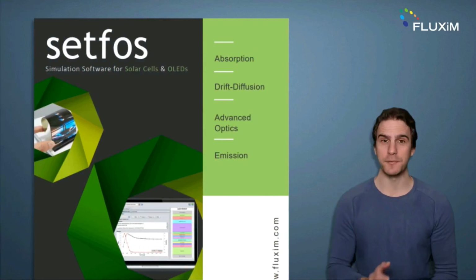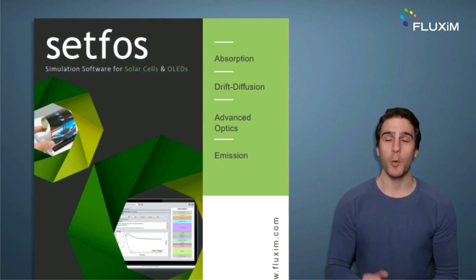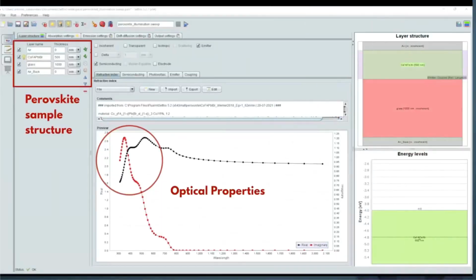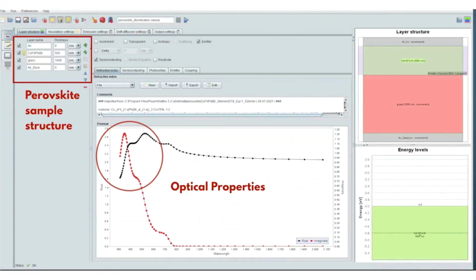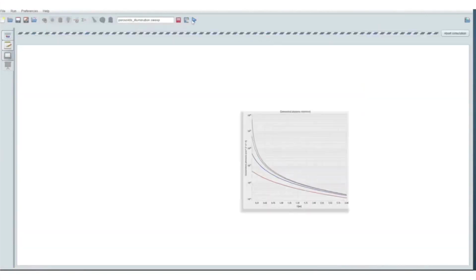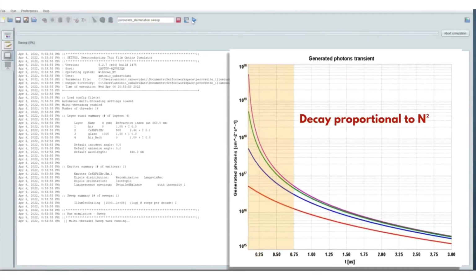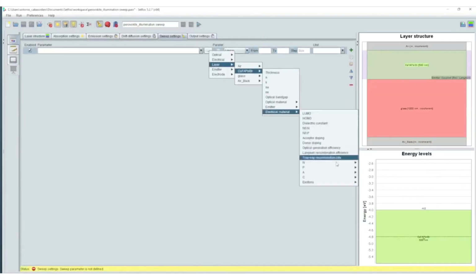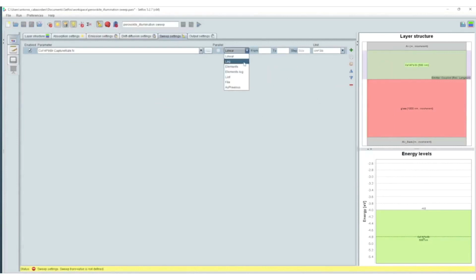Here at Fluxim, we analyze what influences the TRPL decay of a perovskite layer with SETFOS, a 1D drift diffusion simulation software which includes mobile ions and a user-friendly interface. Broadly speaking, the shape of the TRPL decay depends on the radiative and non-radiative recombination rates of the photogenerated charge carriers. By sweeping the illumination intensity, we vary the amount of photogenerated charge carriers, which influences the initial curvature of the decay. In fact, the radiative recombination has a quadratic dependence with the density of the photogenerated charge carriers.